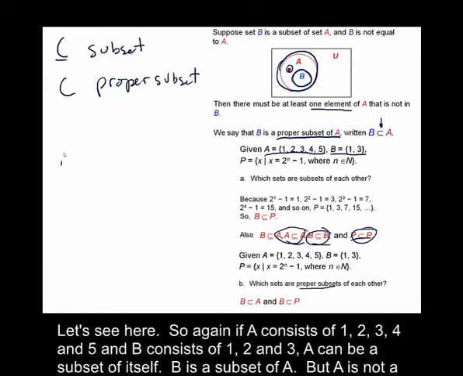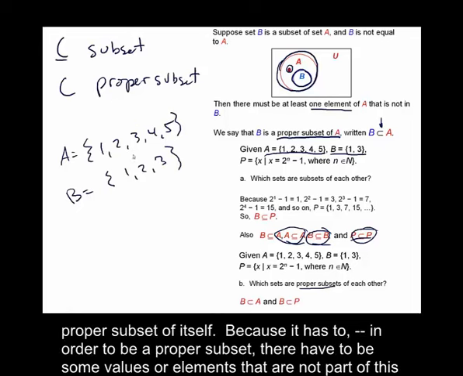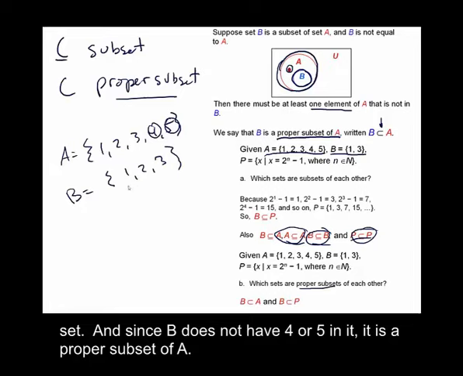Let's see here. So again, if A consists of 1, 2, 3, 4, and 5, and B consists of 1, 2, and 3, A can be a subset of itself, B is a subset of A, but A is not a proper subset of itself, because in order to be a proper subset, there have to be some elements that are not part of this set. And since B does not have 4 or 5 in it, it is a proper subset of A.